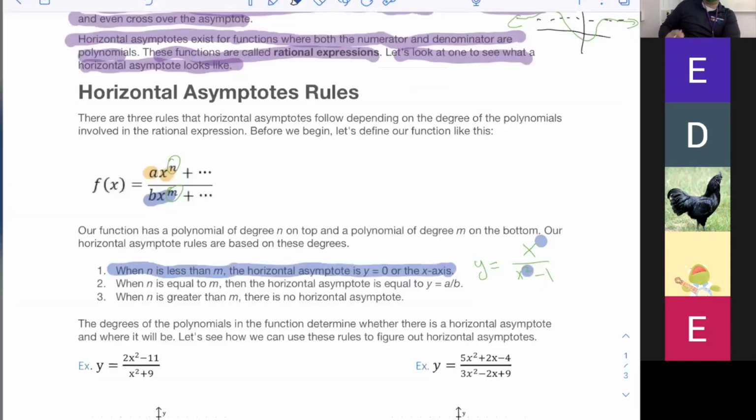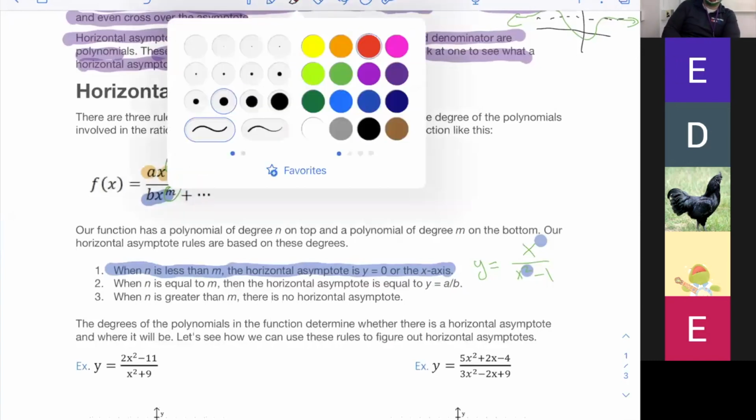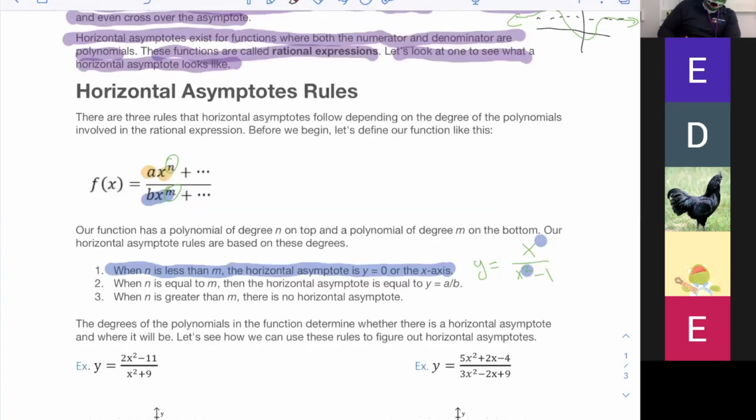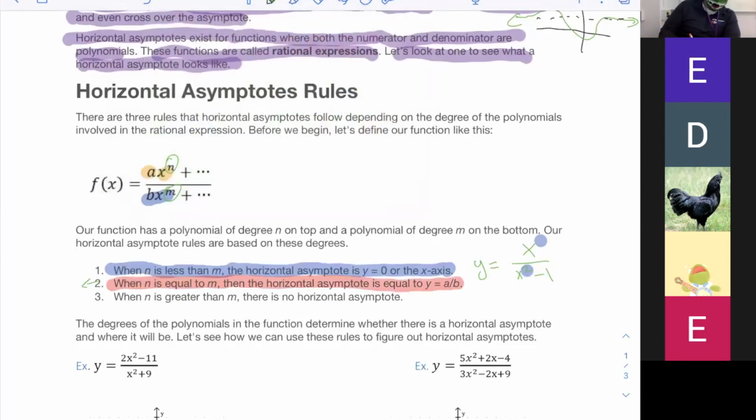All right, now, here's a second scenario. And these first 2 scenarios are the ones that you're most likely going to see. When n is equal to m, then the horizontal asymptote is y equals a over b. So if I have an equation that looks like this, y is equal to x squared plus 4 over x squared plus 4x plus 4.